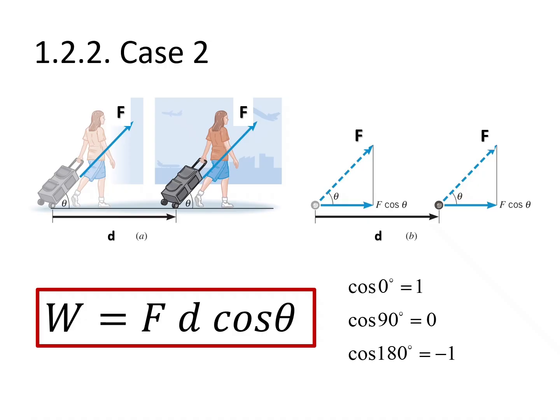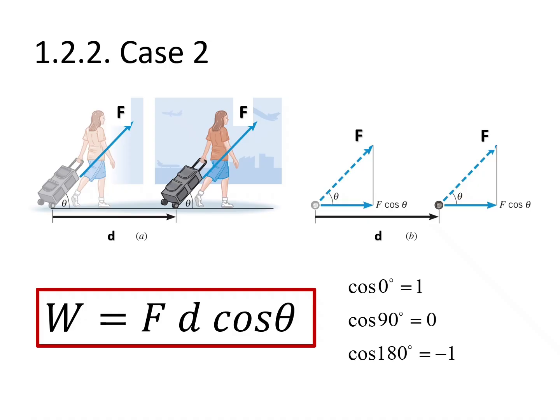If the object moves horizontally, only the horizontal component of the force does work on the object. The vertical component may affect the normal force or it may help lift slightly, but it does not contribute to the work if there is no vertical displacement.